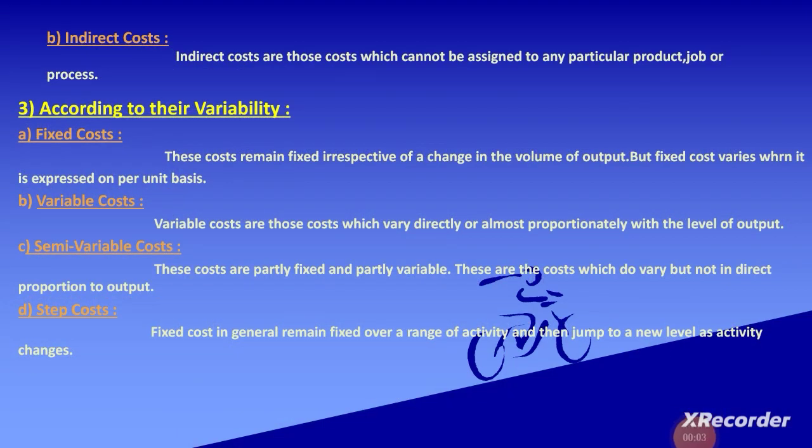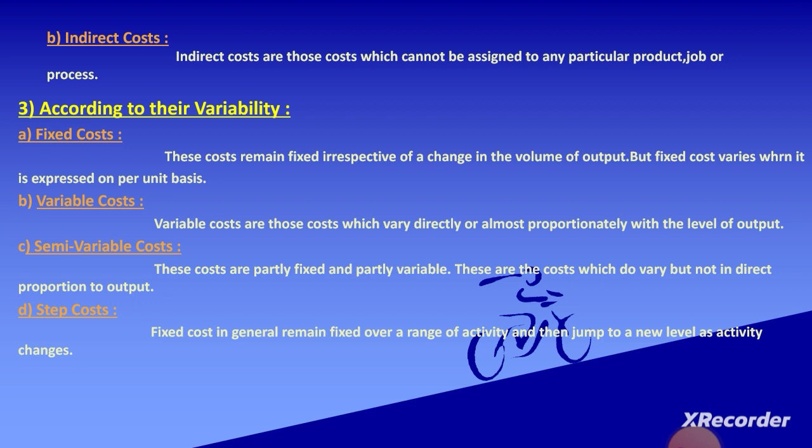Indirect cost. Indirect costs are those costs which cannot be assigned to any particular product, job, or process. For example, factory lighting, rent of factory building, salaries of foreman, etc. Indirect costs are also called overheads or on cost. Then the third one is according to their variability.